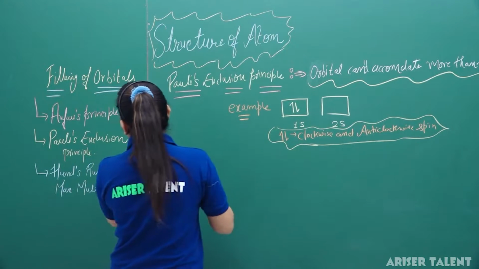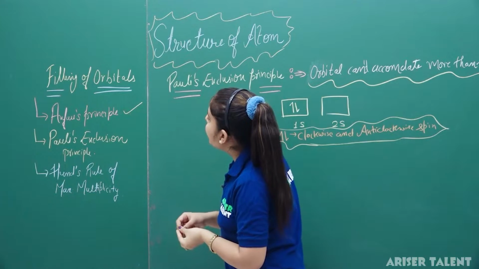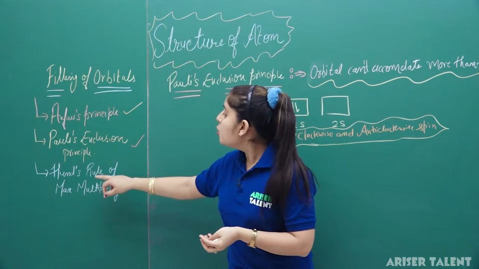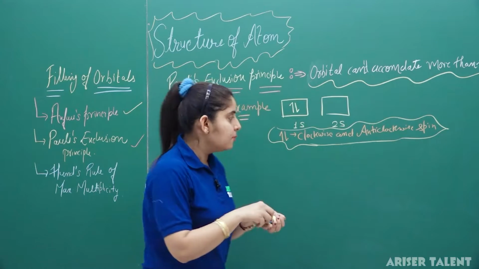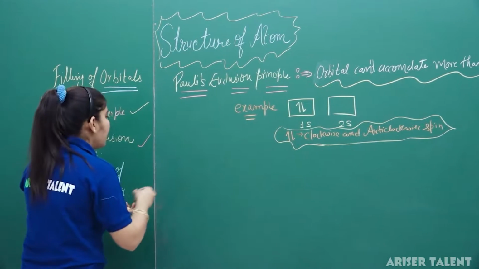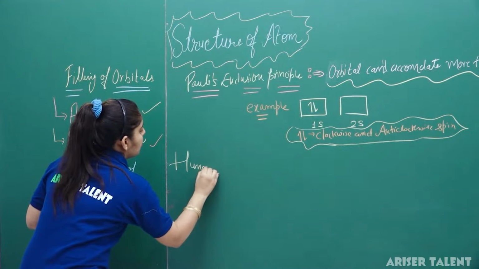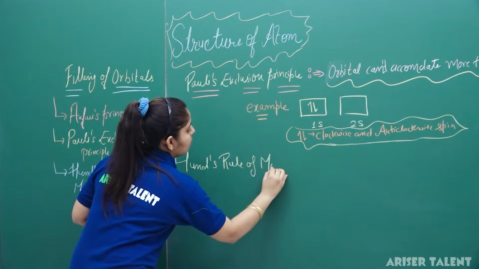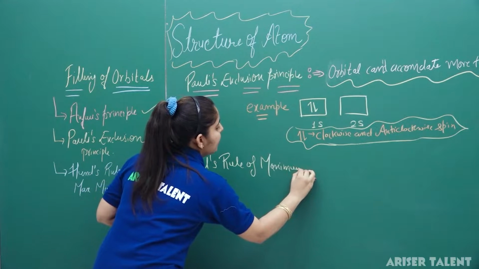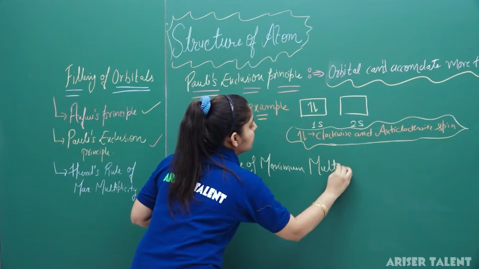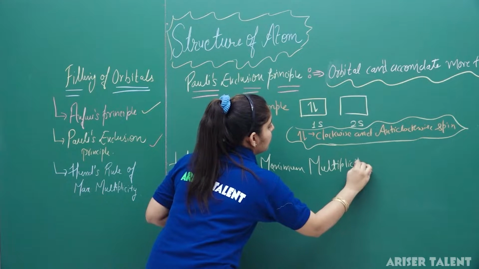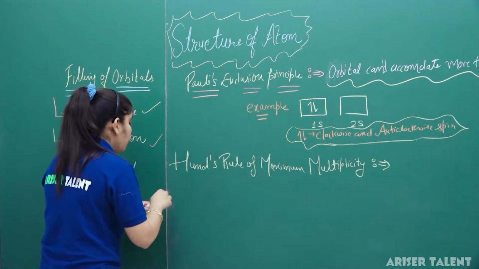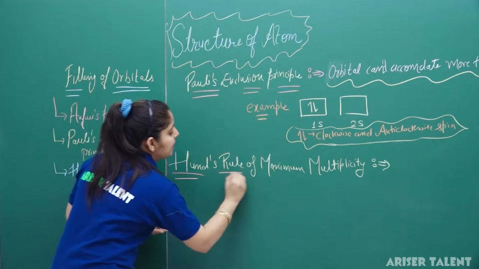Now, after discussing Aufbau's principle and Pauli's exclusion principle, we are on our third topic, that is Hund's rule of maximum multiplicity. What does Hund's rule of maximum multiplicity determine?